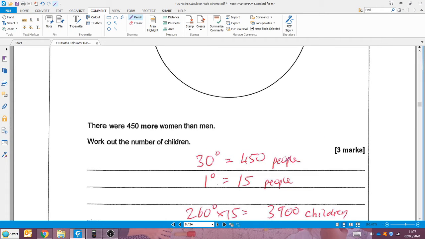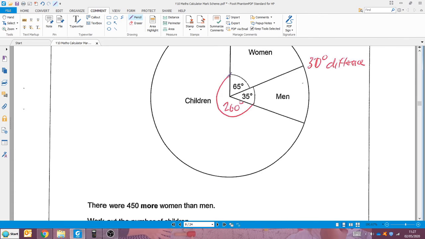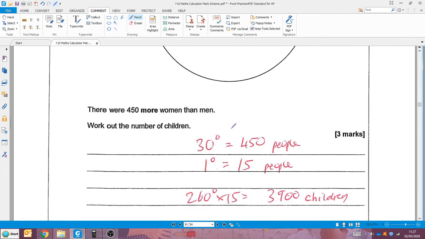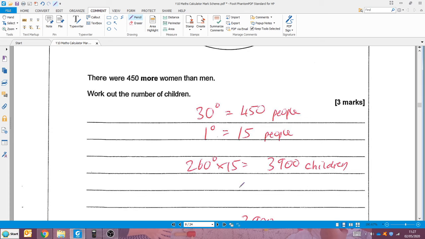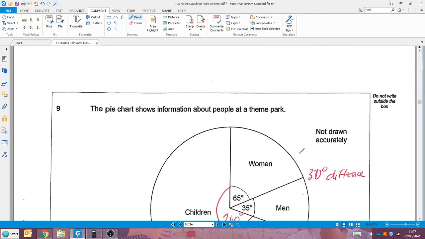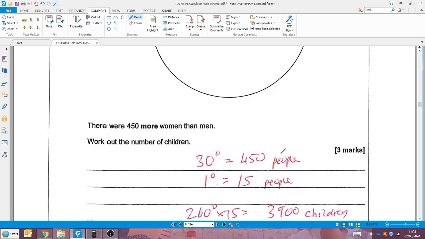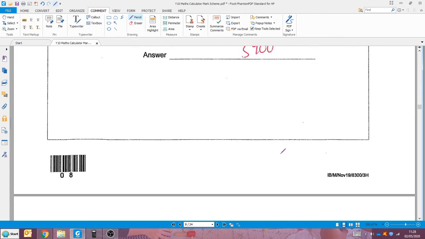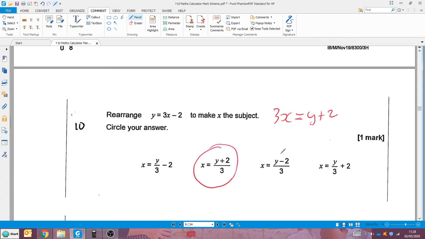So here it is. Now we can work out something. 30 degrees is 450 people in total. 1 degree is 15 people. So 260 degrees, I knew this would come in handy for the children. So 260 degrees times 15 people, 3,900 children. What were these guys doing? Oh, they're in a theme park. Okay, not during lockdown, you don't. Anyway, that's how many kids we got.